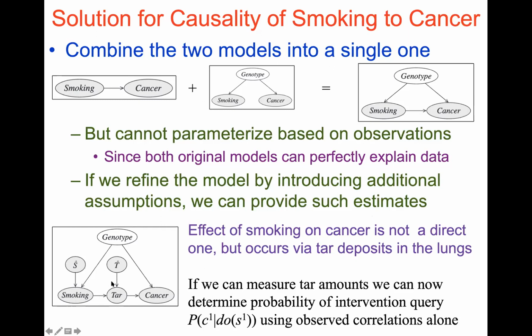If you can measure tar amounts, we need one more observation, other than asking how many people smoked and how many people got cancer. We also have to see how many people got tar in their lungs, by looking at X-rays or something. And if we measure tar amounts, we can now determine the probability of the intervention query, C1 given do S1, that is, cancer given do S1. Using observed correlations alone, we can calculate that based on the observation. So we are not actually physically doing the intervention, but we are asking the model.